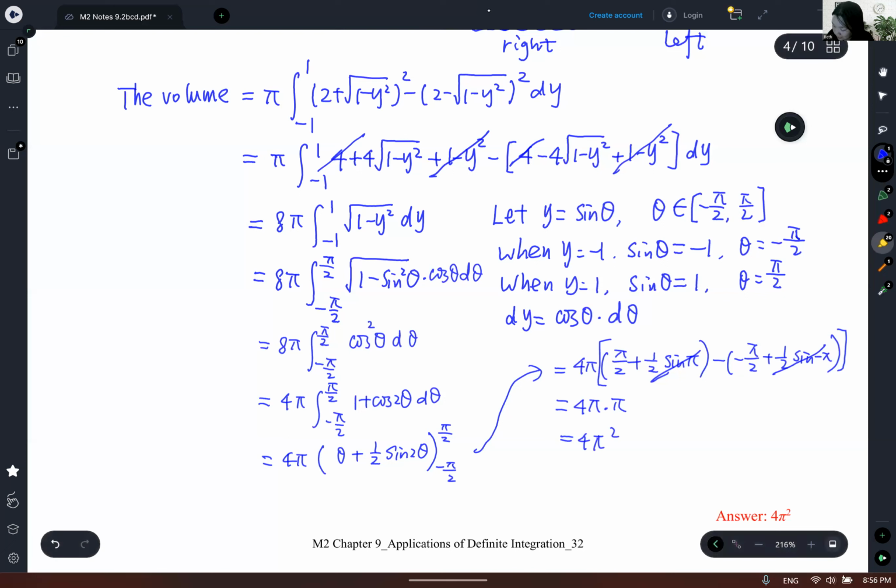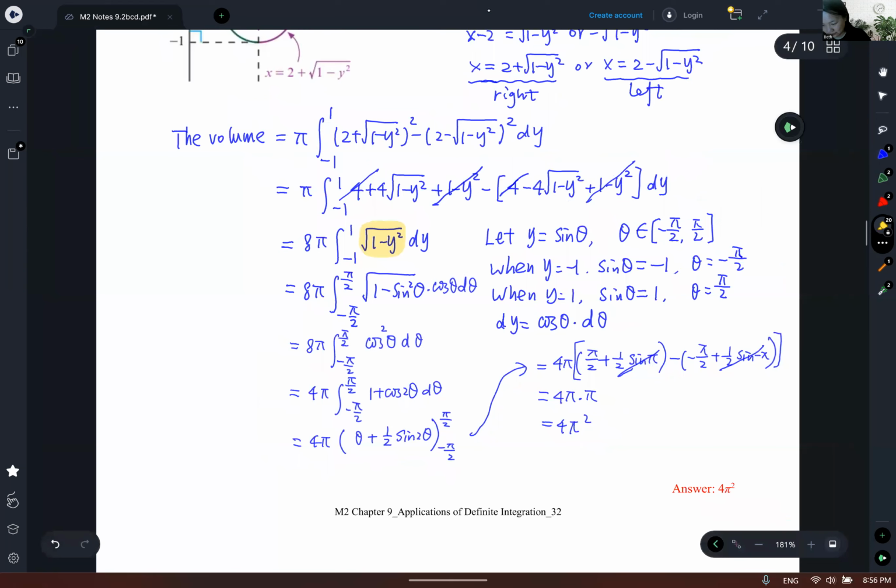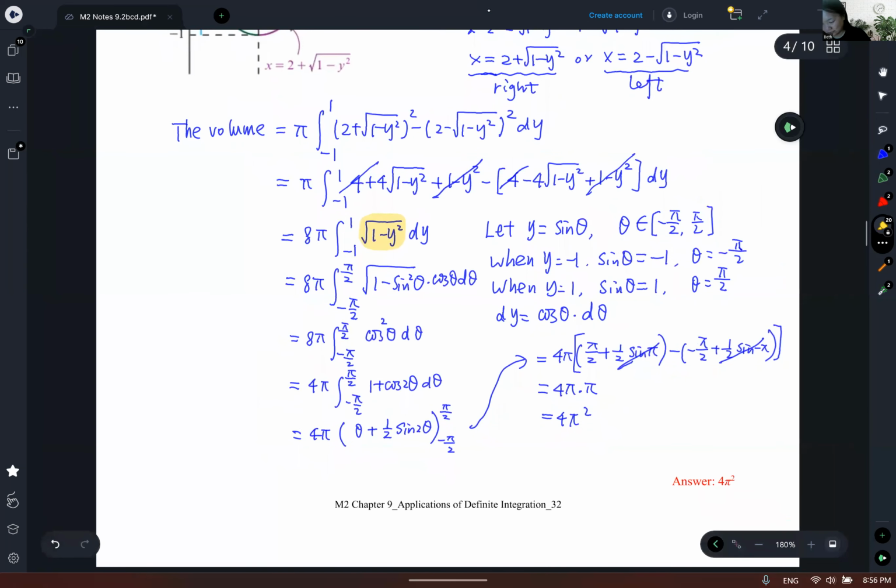Now maybe you have forgotten. When you see something like this, you need to use the trigonometric substitution. Is that okay? Now, this is the very typical question where you must figure out the equation of the curves yourself. It's not entirely given. It's given by one equation, and you must solve the equation of the two halves by yourself.